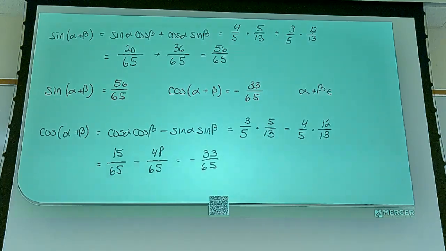What quadrants does that put alpha plus beta in? 2. Sine is positive, cosine is negative. That's quadrant 2.